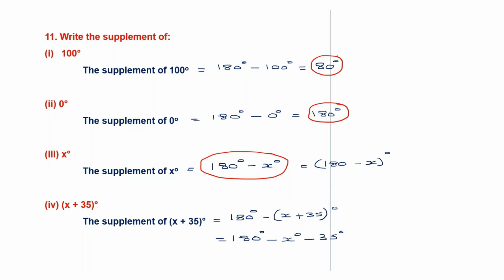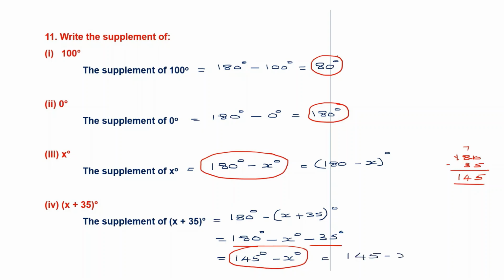So now let's take only the numbers 180 minus 35. Let's subtract that. 180 minus 35. So here this is 7 and 10. 10 minus 5 is 5. 7 minus 3 is 4 and we have 1. So that means this is equal to 145 degrees minus x degrees. So this is our answer. 145 degrees minus x degrees. We can also write it as 145 minus x, put it in brackets and put the degree outside.